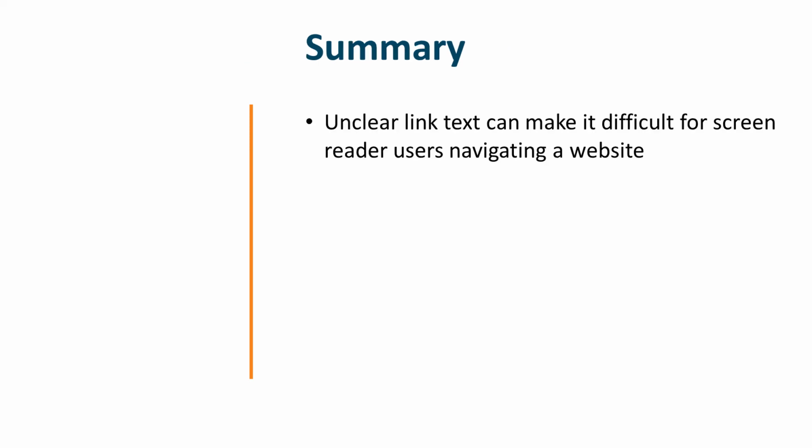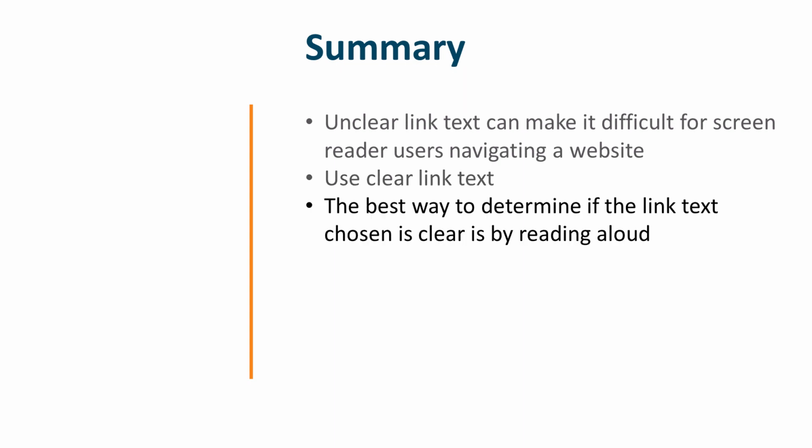In this lecture, I explained how unclear link text can make it difficult for screen reader users navigating a website in a non-visual way. The simple approach to this is to use clear link text, and the best way to determine if the link text chosen is clear is by reading it aloud. If it makes sense when read outside of the accompanying web page, then this is a good indication the link text is clear and understandable.